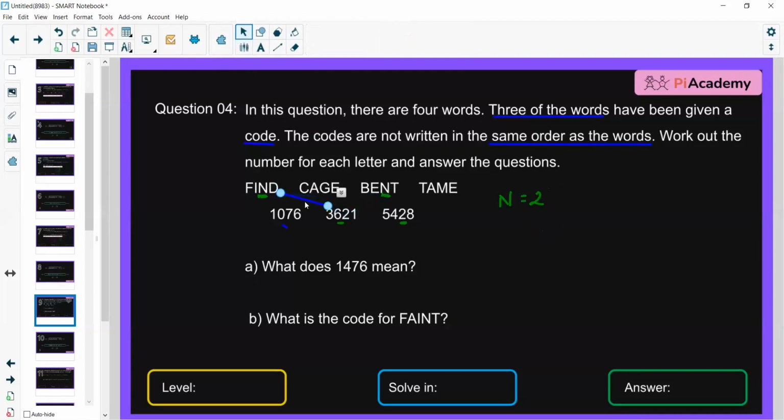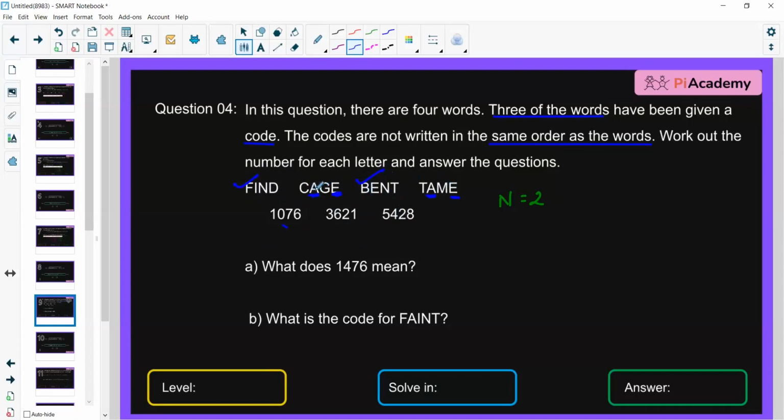Let me remove this now. Let me see which other letter is in the same position in the words. In cage and tame, I got A and I got E, the same thing is present in A and E. But I am sure that both find and bend are present, because both have 2 in the same position in 3621 and in 5428. So as of now, the numbers representing find and bend are both present. That means either the number representing cage is present or the number representing tame is present.